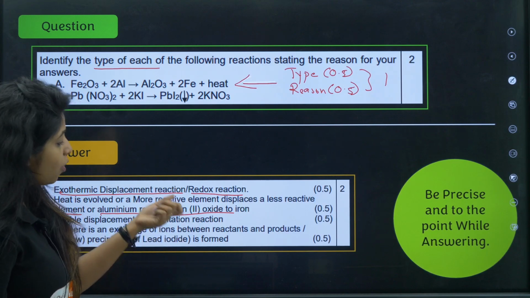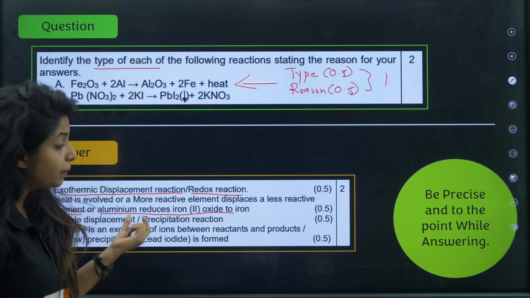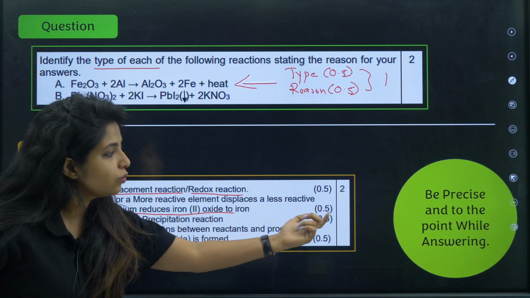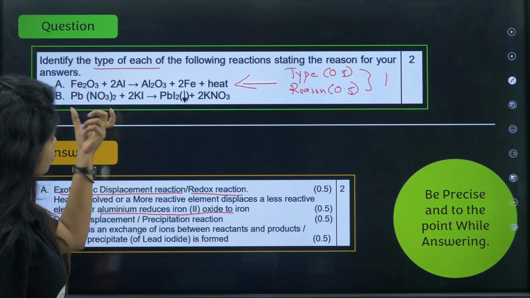Okay, or you can write iron oxidizes aluminum. Either way you can write it, but you have to tell the reason. For that you get 0.5 marks. Again, the next question is also like that.